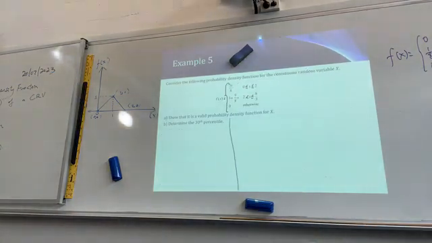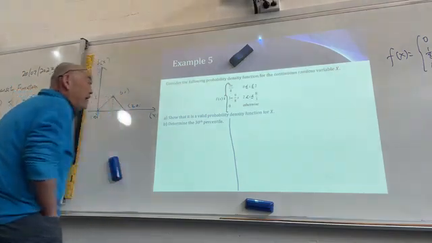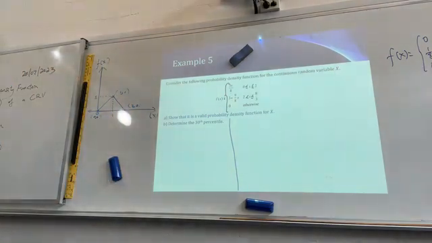Last example. Consider the following probability density function for the continuous random variable x. All right. You've got f(x) equals 3x over 8, and 3 minus 9 over 8 x for those values there. Now you need to be able to show that it's a probability density function for x. How do you do that?